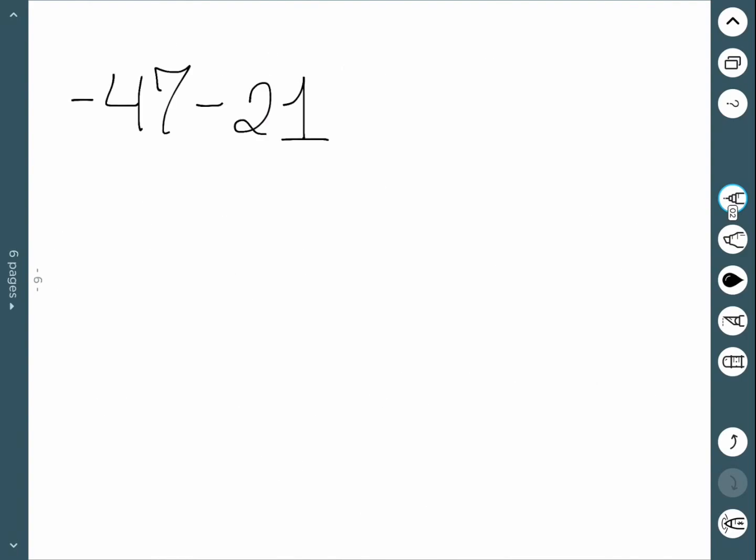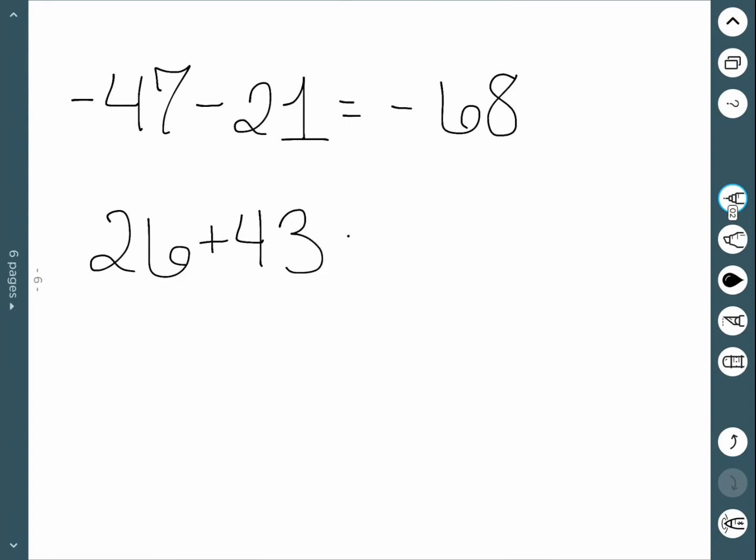For example, negative 47 minus 21. We know if we add 47 plus 21, we get 68. And both of these are negative, so we have negative 68. 26 plus 43, well, we know if we add these two numbers, we get 69, and they're both positive, so this is positive. So this is working for both addition and subtraction.